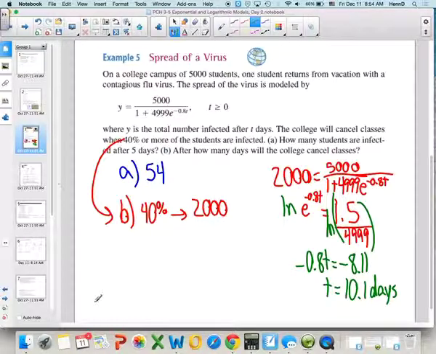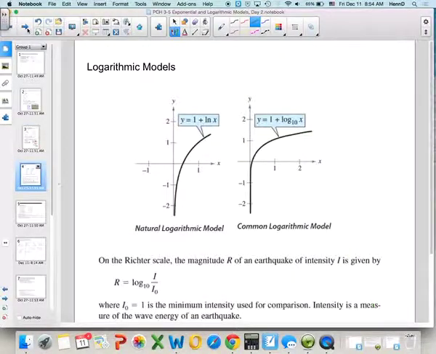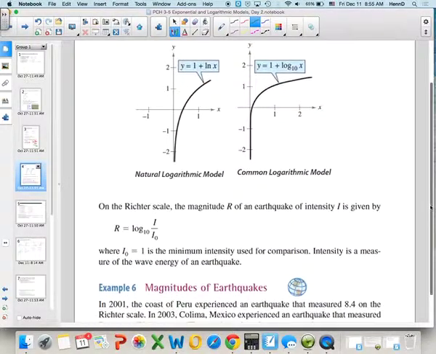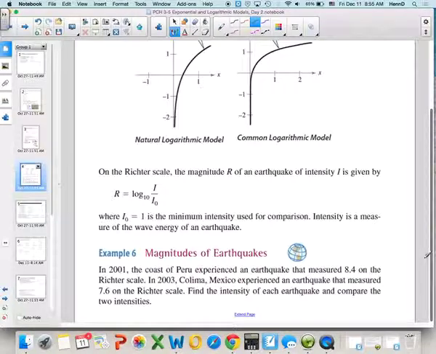All right. So our last model is the logarithmic model. Now this is a function that we're familiar with already because we've dealt with the parent function a little bit. But I wanted to see a case where the logarithmic model is used, and one good example is in the Richter scale. The Richter scale is a way of measuring the magnitude of an earthquake based on its intensity, I.